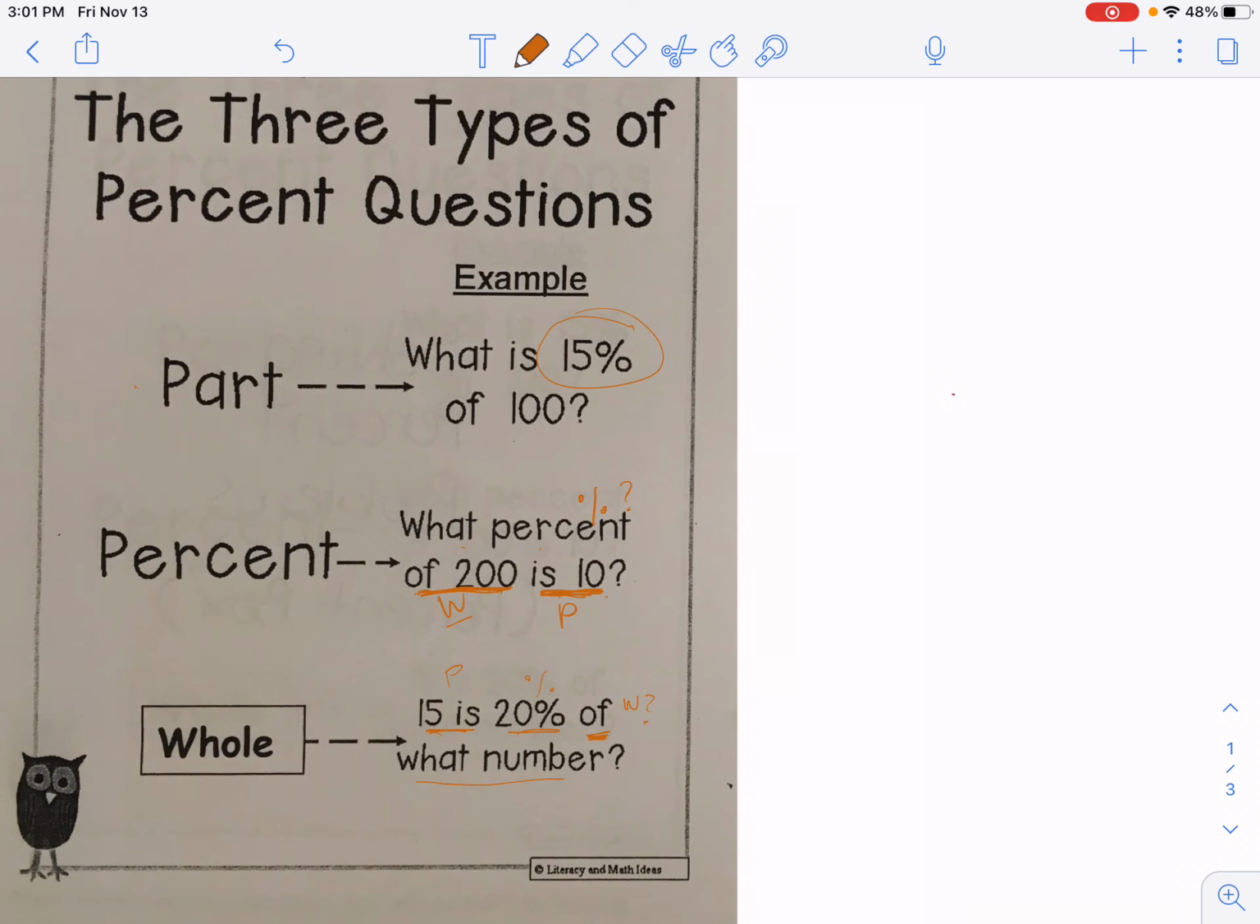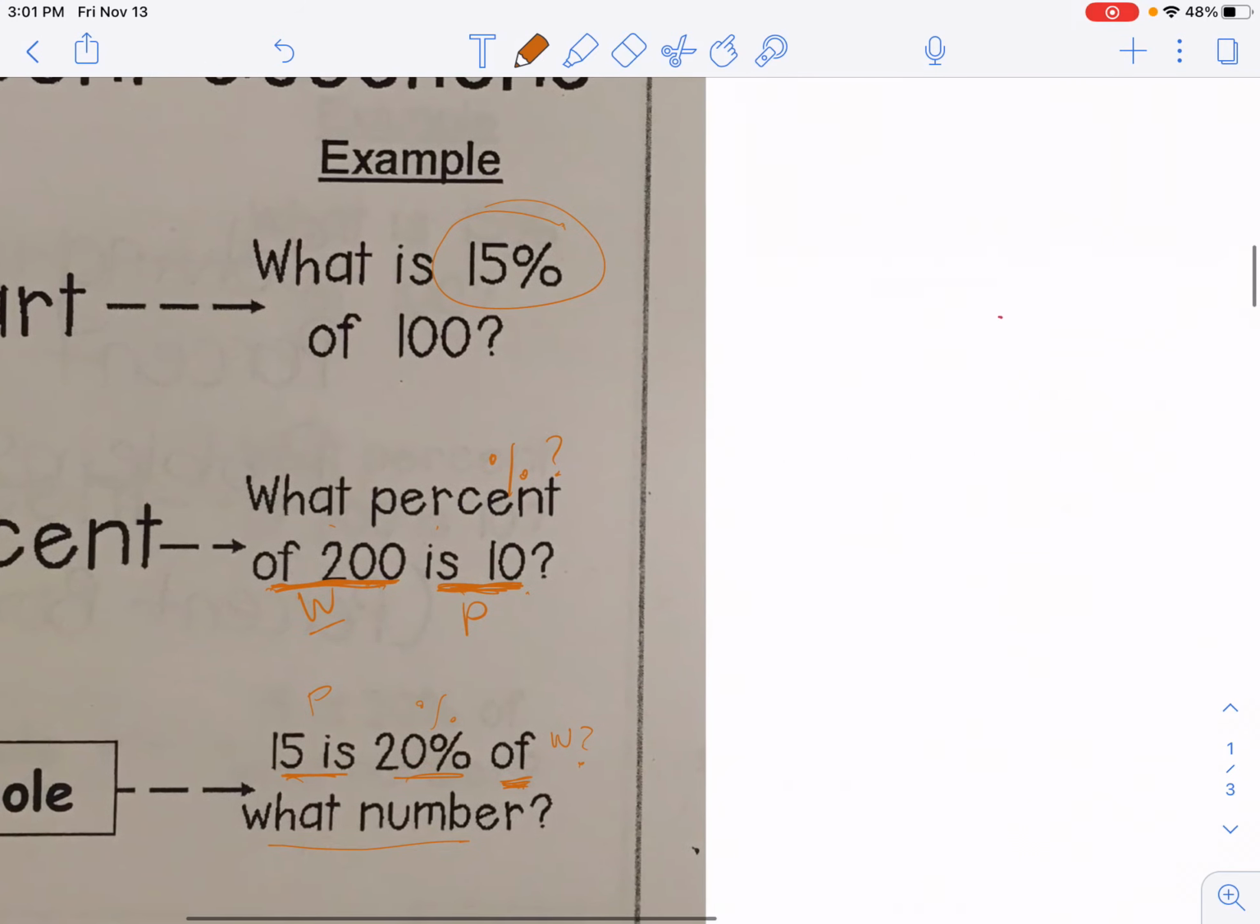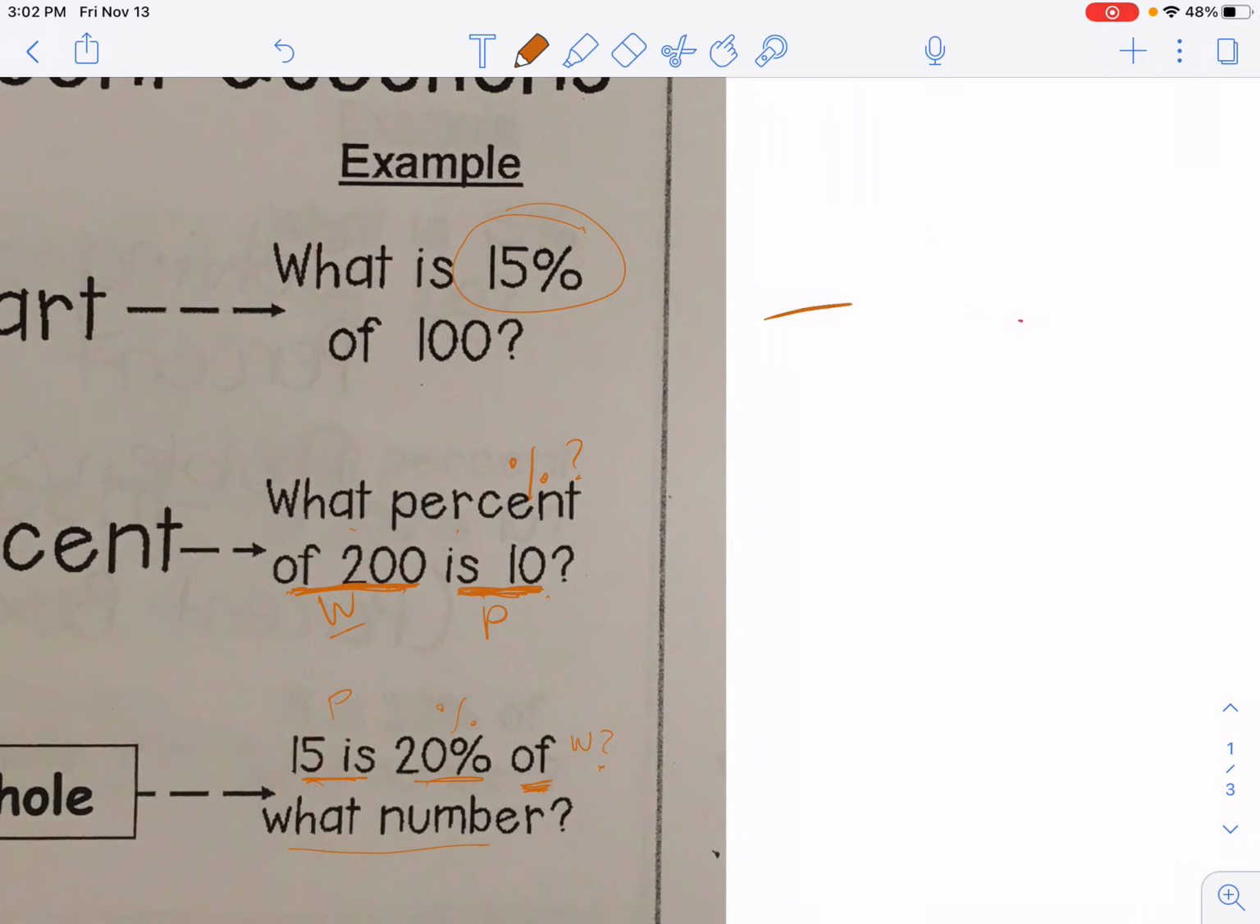And you can actually set these up like proportions. So if we know something is equivalent to 15%, and 15% is 15 out of 100, we're trying to find 15% of 100. Now we already know that to make this equivalent, this has to be 15 up here. So our answer is just 15.